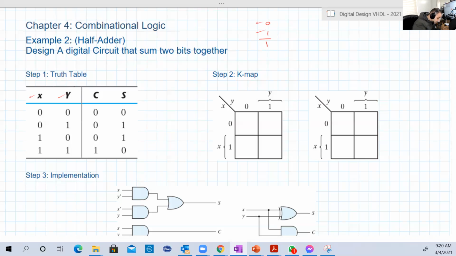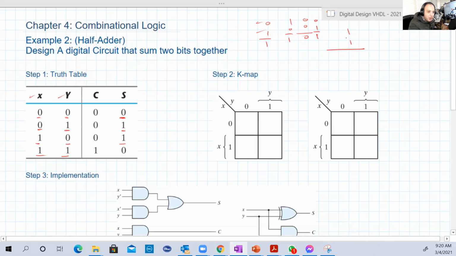So 0 and 0: the sum of these two bits is actually 0. So this is the sum, 0. Then the sum of 0 and 1 will give you 1. Then the sum of 1 and 0 is also 1. And now the sum of 1 and 1.